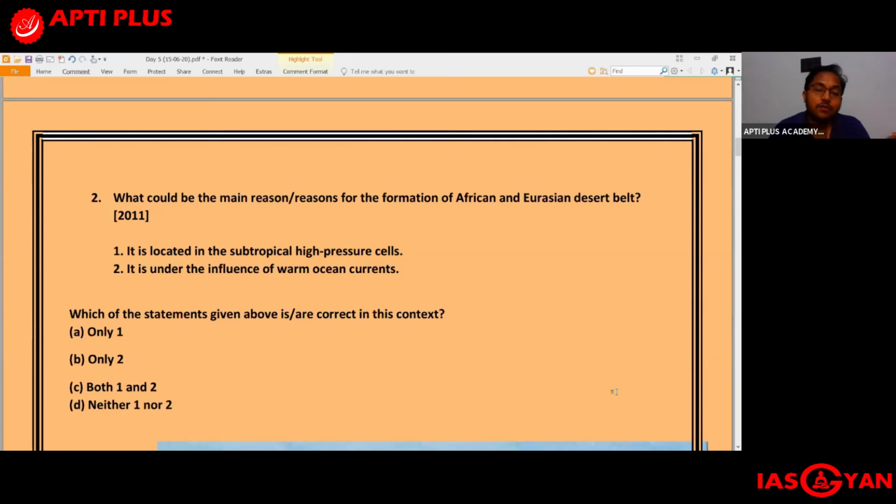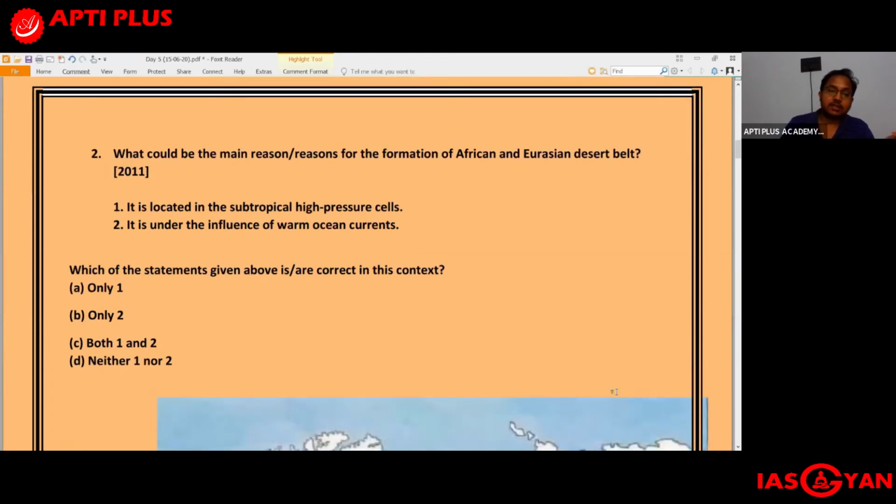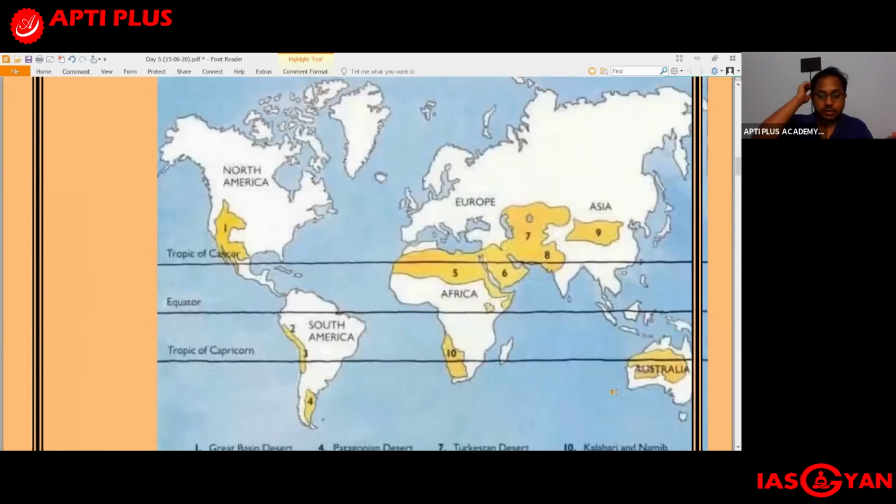That is incorrect, because warm ocean currents usually bring rainfall, whereas when it comes to cold ocean currents, we get to see that they too will have a desiccating effect and hence give rise to arid or desertic kind of conditions. So the first statement is correct. The second statement is incorrect. Answer should be 2A.